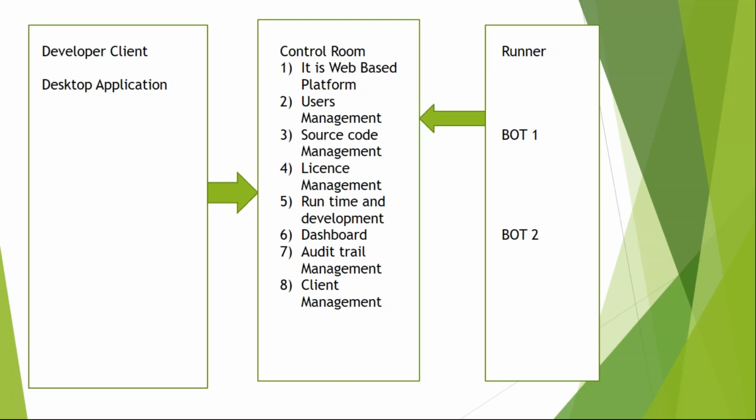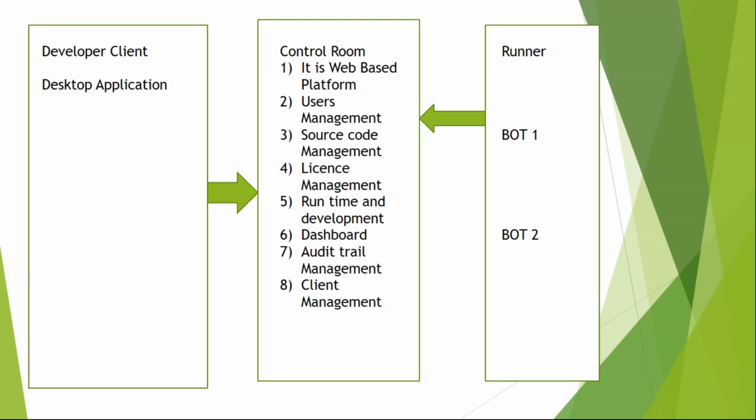So control room is basically the server, or we can say the web-based application. You can access that control room using the URL on the website. It is used for user management. You can create the users using that server. The code can be managed on that. The license can be managed on that, that you have created one user and now you want to give it a developer license or a tester license, or you don't want to give any license.